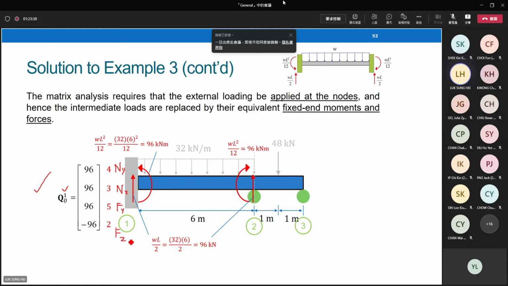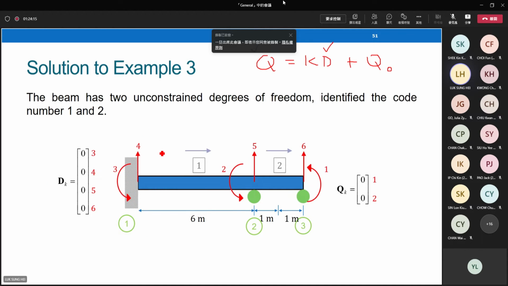What is ny? This is element 1. Element 1 points from the left to the right. The left end is the node n, and the right end is node f. Then what is the code number corresponding to ny? Here, the vertical code number. ny, nz, and then fy, fz.